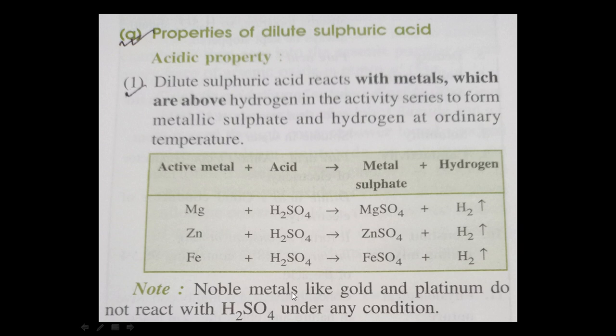Noble metals like gold and platinum do not react with sulfuric acid under any condition. Mind you one thing, noble metals like gold and platinum do not react with sulfuric acid under any condition. Not only with sulfuric acid, noble metals like gold and platinum do not react with air, water, or any acid. That's why they are called noble metals, because they are very less reactive. You can say they are least reactive.